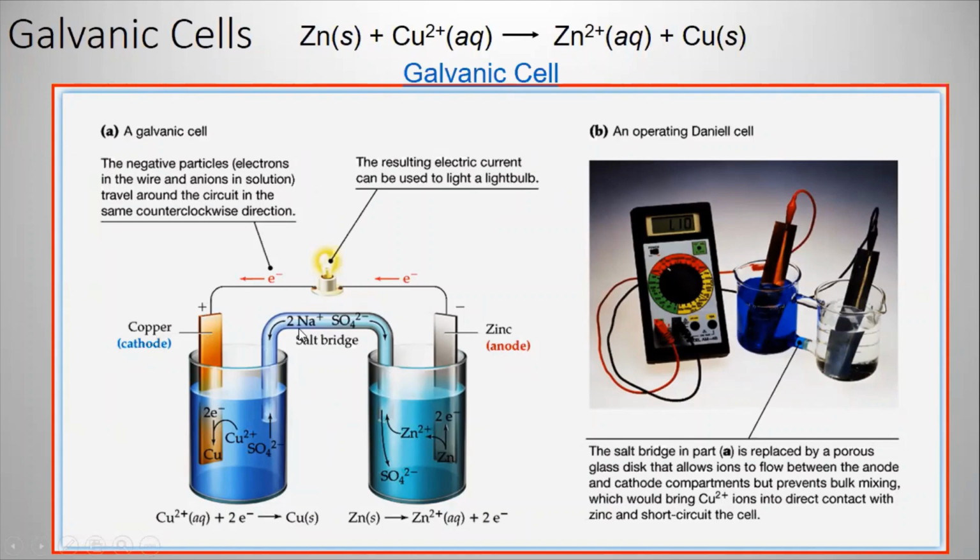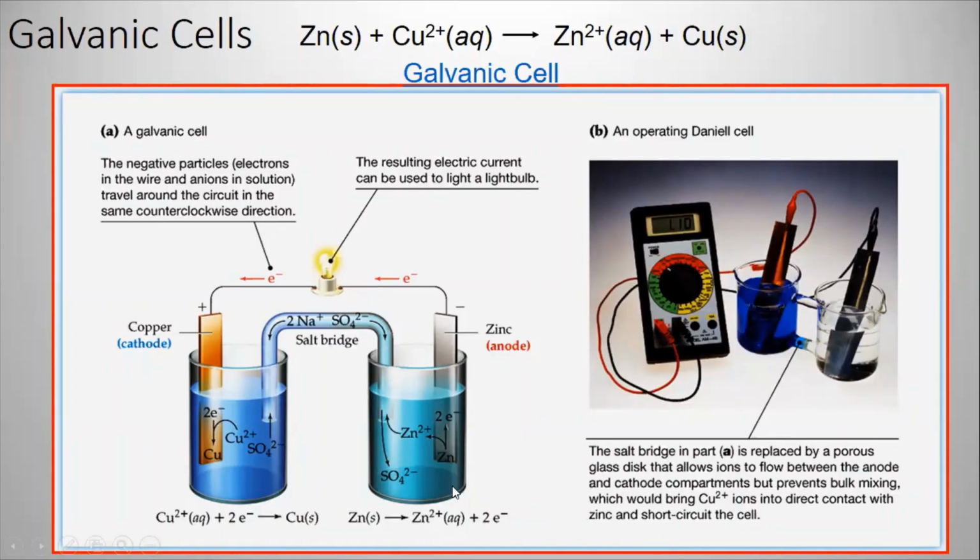So what's in the salt bridge? What's in the salt bridge is a strong electrolyte. That strong electrolyte's function is to move to either the anode compartment or the cathode compartment to neutralize the excess ions. So you have sodium sulfate here. So what's happening to sodium sulfate? The ions of this sodium sulfate are moving between the two beakers. So which ion is going to move to which compartment?